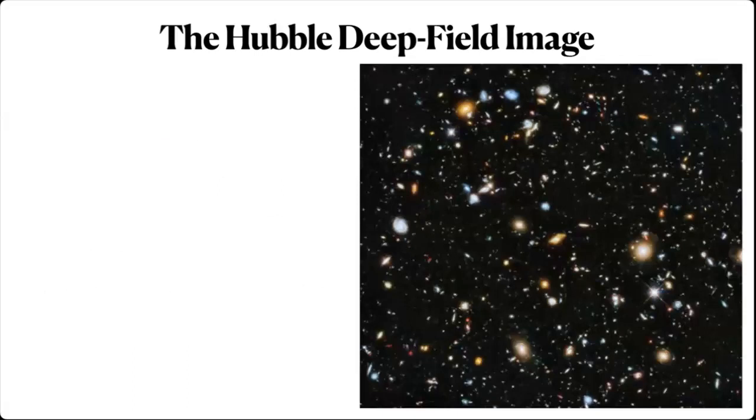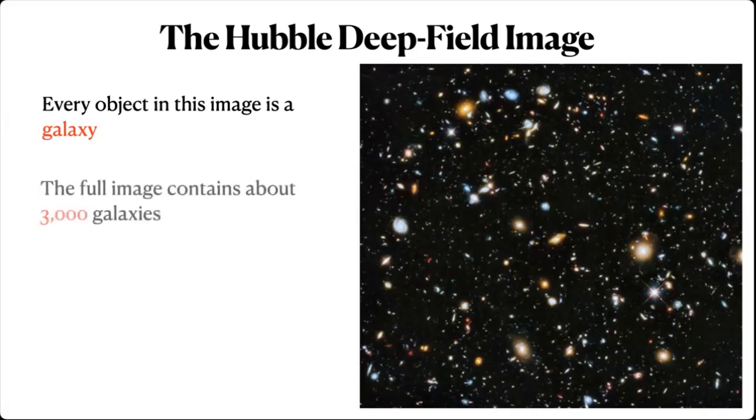So everything you see in this image is a galaxy. Incredible variety of shapes, sizes, colors, and of course the brightness is hard to judge because you don't know whether it's a close one or far. But anyway, just a myriad of galaxies in this very small patch of sky. The full image, when you count them all up, is about 3,000 galaxies.